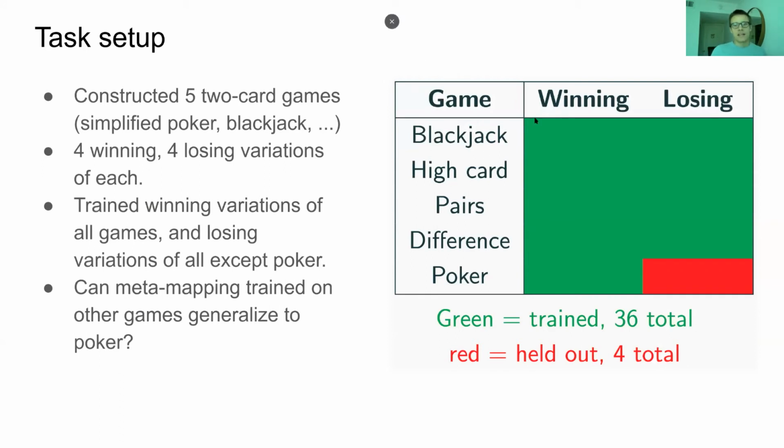Okay, and the task setup. What we're going to do is I constructed 5 2-card games, which you can think of as very simplified versions of blackjack, poker, and other kind of related games. And I created winning and losing variations of each one. In total, the system is going to be trained how to play 36 card games, and I'm going to hold out 4 losing variations of poker, all the losing variations of poker. What we're going to ask is, can the model, if it's trained on these games in the green region, and it's trained to adapt from winning to losing by metamapping on these games besides poker, like blackjack, will it be able to generalize that mapping to adapt from winning to losing at poker?